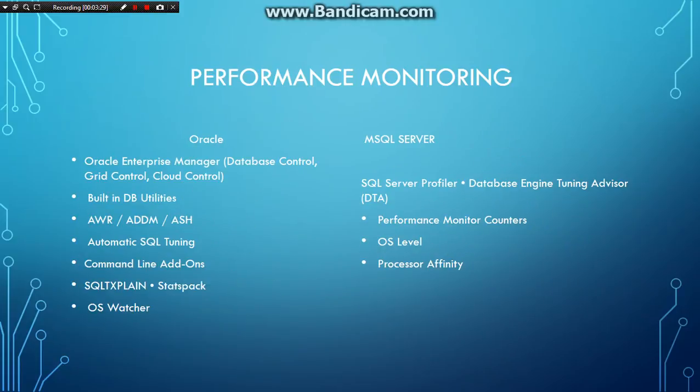Next we go to performance monitor. Performance monitoring on Oracle uses Oracle Enterprise Manager. There are a lot of releases there: Database Control, Grid Control, and Cloud Control as well. They have a lot of built-in utilities, automatic SQL tuning, command line add-ons, and so on. SQL Server uses the Database Engine Tuning Advisor (DTA), and there are also a lot of performance monitor counters.